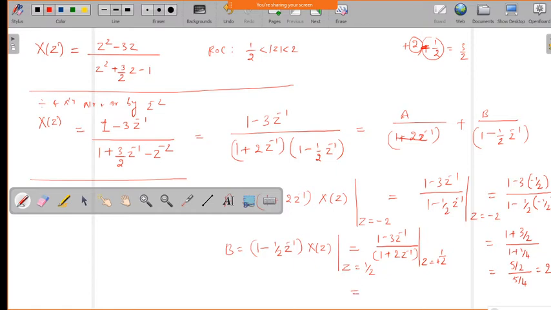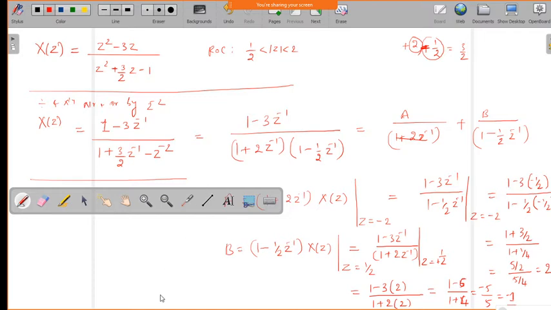So put the value of z equal to half, so you will get z inverse as 2, that is (1 minus 3 into 2) divided by (1 plus 2 into 2). So this will give 1 minus 6 in the numerator, which is minus 5, and in the denominator 1 plus 4, which is 5. So this will give the value minus 1. So the b value will be equal to minus 1.